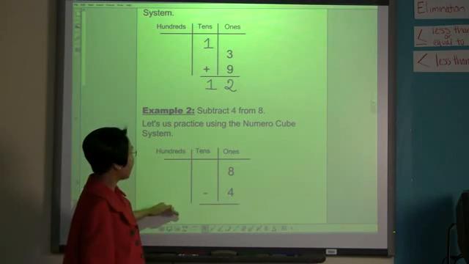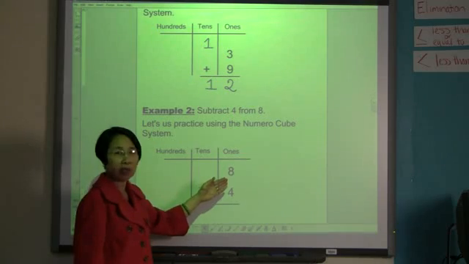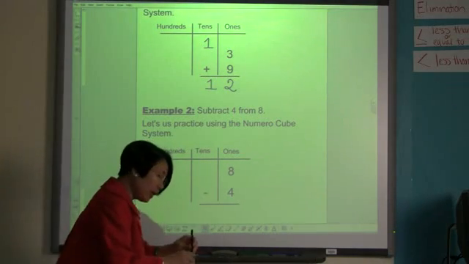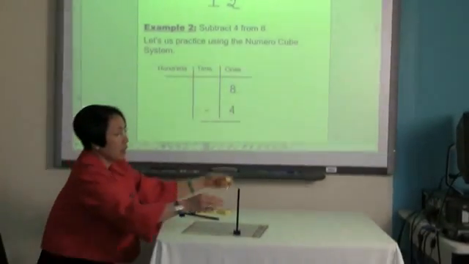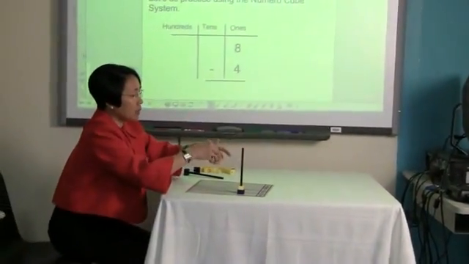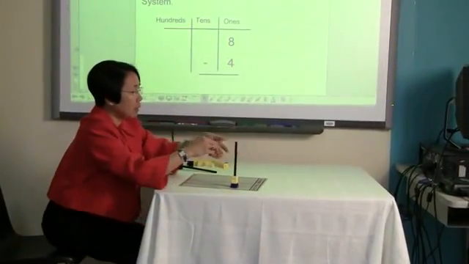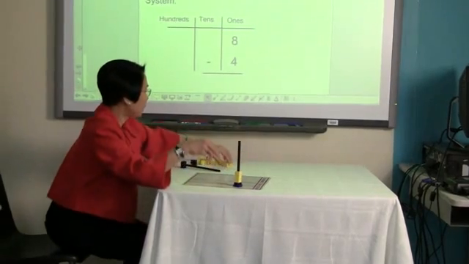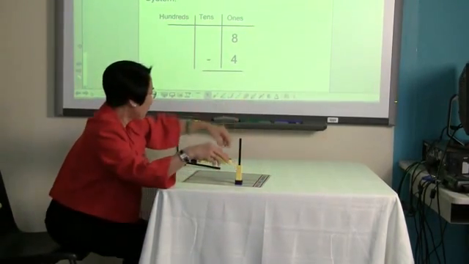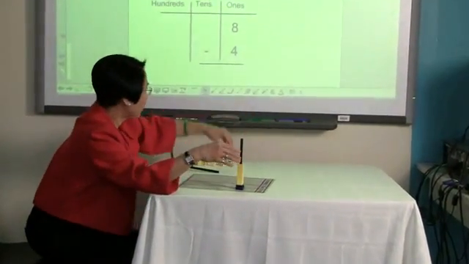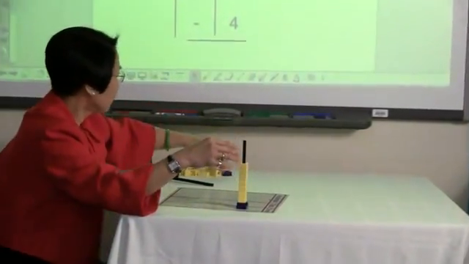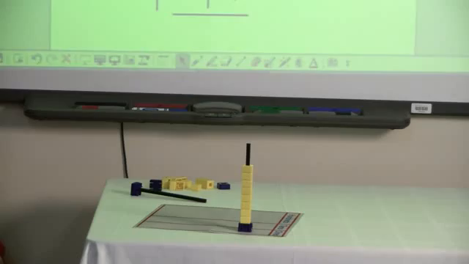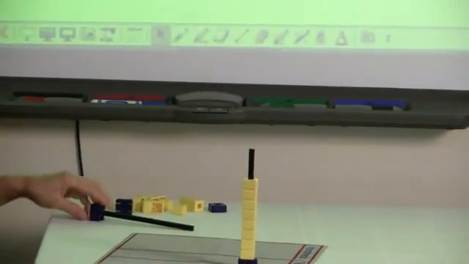So in this place value chart, I start out with 8, okay? So I have to build 8. So I take the empty stick right here. So I'm going to construct number 8. So I need to have 8 cubes in here. 1, 2, 3, 4, 5, 6, 7, 8. Alright, now I have 8 cubes.